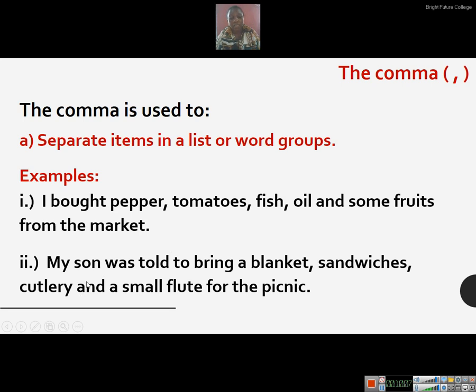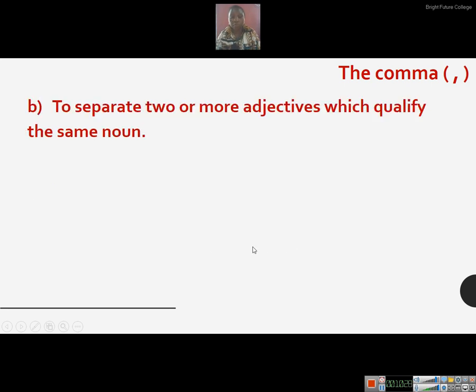So after and, I now added the last item on the list, which is a small flute for the picnic. This is a complete sentence, but it has been separated with commas. The items on the list are separated with commas. So a comma is used to separate items in a list or word groups.